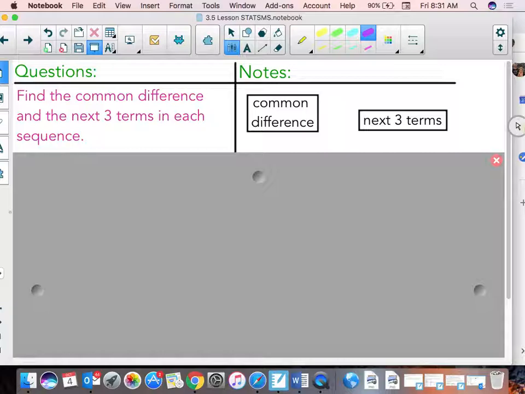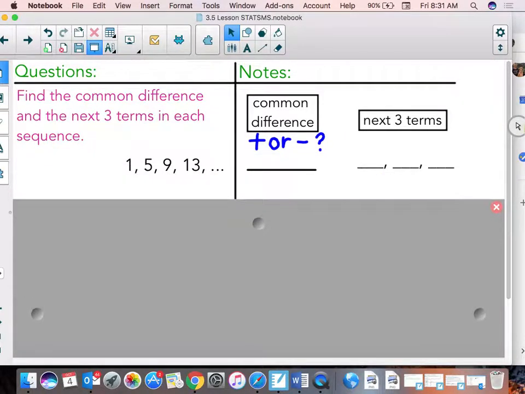So on this first slide, we are going to find the common difference and the next 3 terms in each sequence. So first of all, the common difference is what you are adding or subtracting. So I'm going to put that over here. What are we adding or subtracting each time to get the next term? And then we are going to find those next 3 terms.